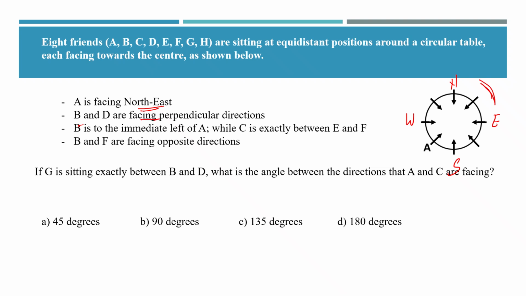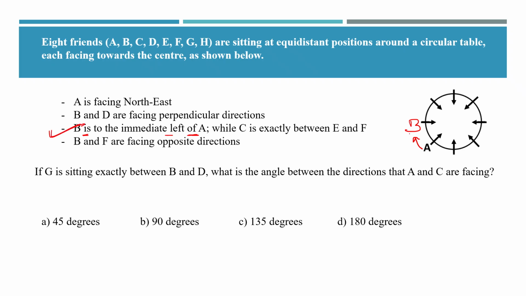B and D are facing perpendicular directions. Okay, so now let me erase the directions as we know. And it's clearly mentioned B and D are facing perpendicular. Maybe something like this, or something like this, or it may be something like this. There should be 90 degrees. Great. B is immediate left of A. So this is A, left of A is B.